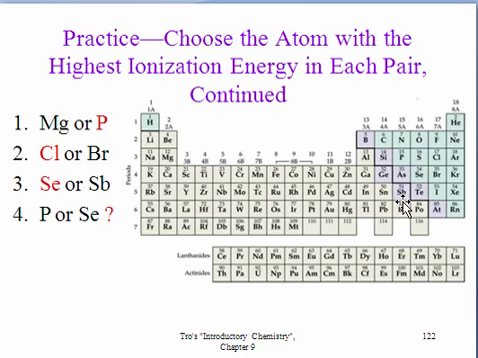Selenium or antimony. We have elements in two different periods, but antimony is larger. So therefore, selenium will have the larger first ionization energy. It's smaller, takes more energy to remove those electrons. But if we look at phosphorus and selenium, they have opposing trends, so we can't predict.